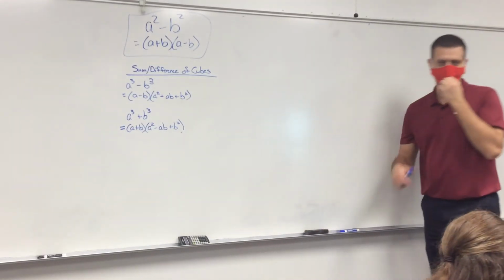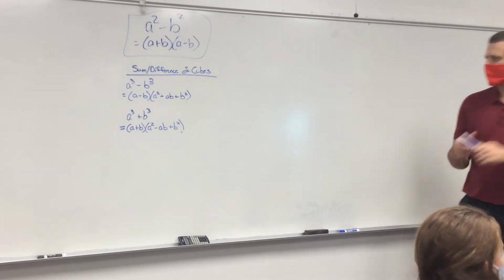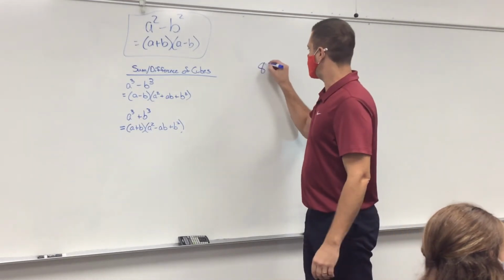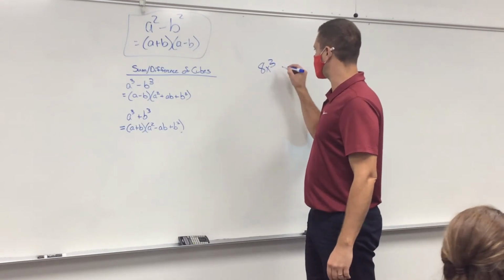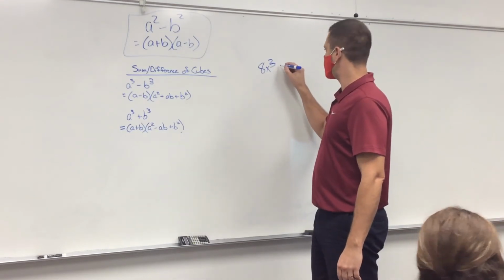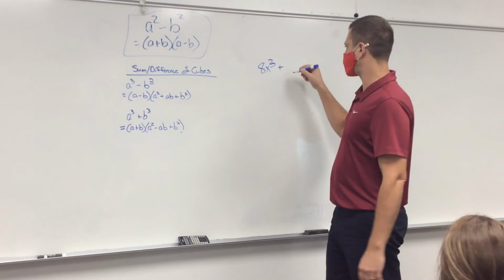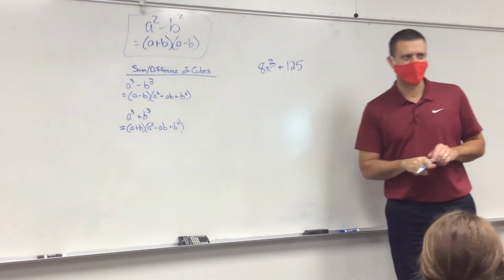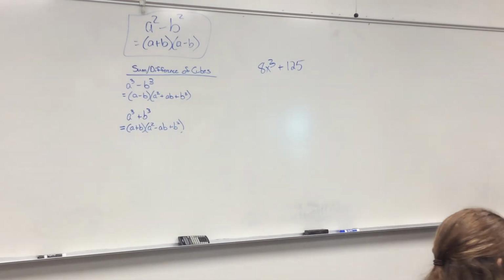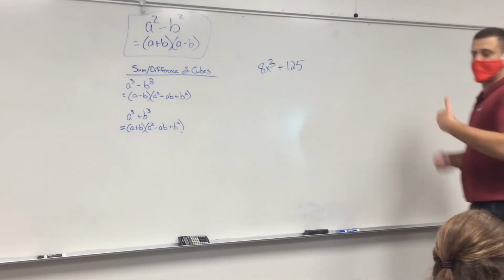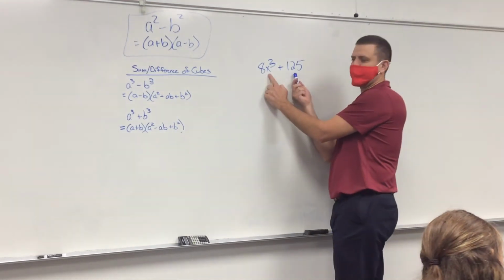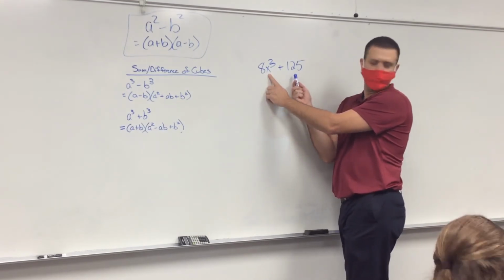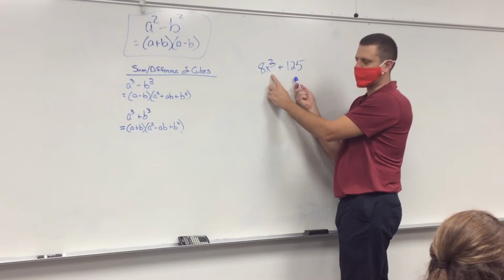Right? So what do those problems look like? Well, I'll do an example here for you. 8x cubed plus 125. Okay, 8x cubed plus 125. We're going to factor that. Well, first of all, I need to recognize that these things are both perfect cubes.